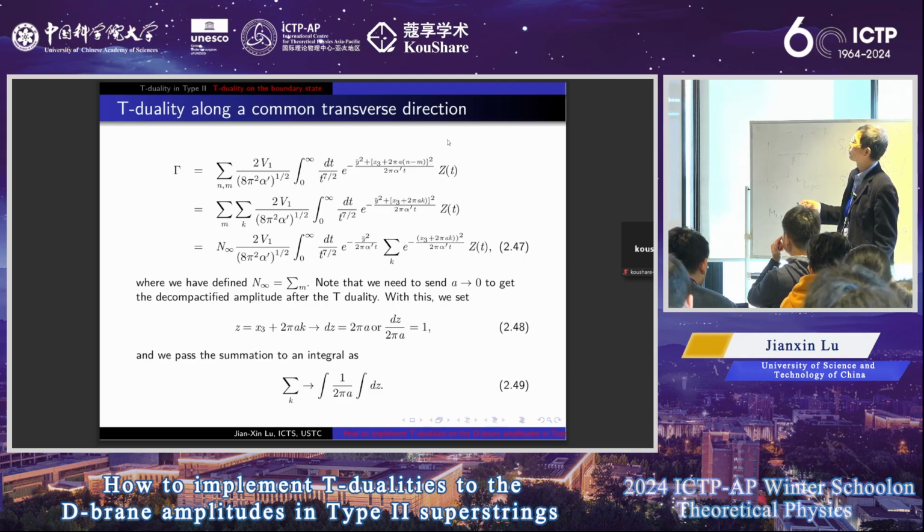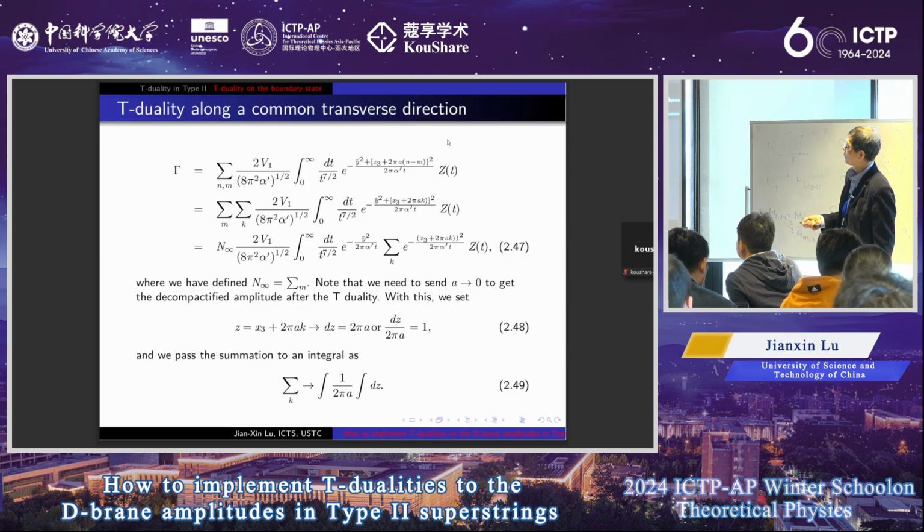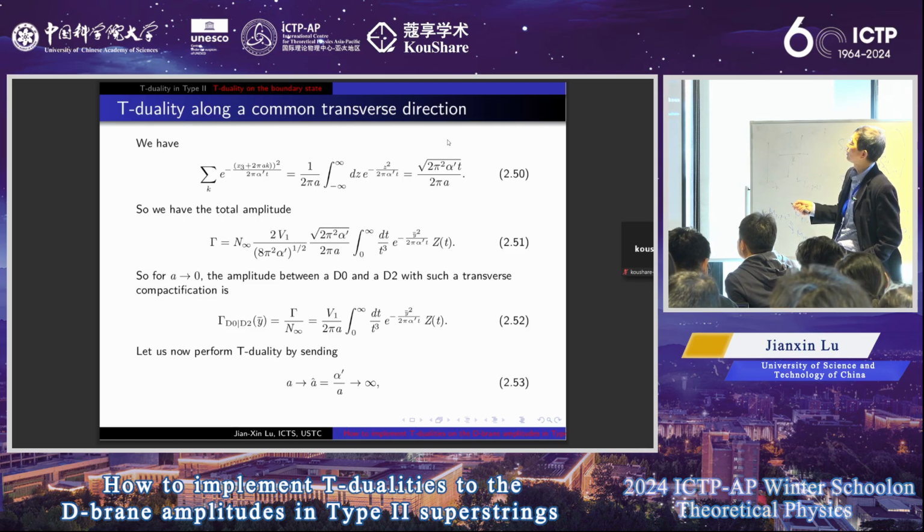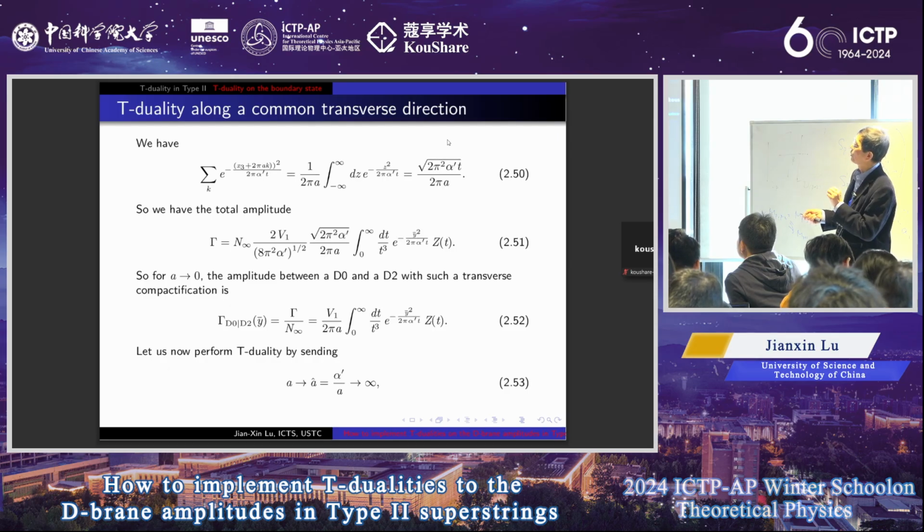We want to do the T duality, so we try to sum this up. We can convert this summation to an integral. Sorry, here is a typo. To get the integral, we have to let A go to 0. That means dz is tiny, which implies this should equal 1, so this sum can be converted to an integral. If you do that, the integration of this gives you this. So the amplitude for the infinite copy of this interaction between D0 and D2 ends up with this form. For an individual copy, because we have an infinite number of copies of D0 and D2, you have to divide this by N infinity to end up with the final one here.